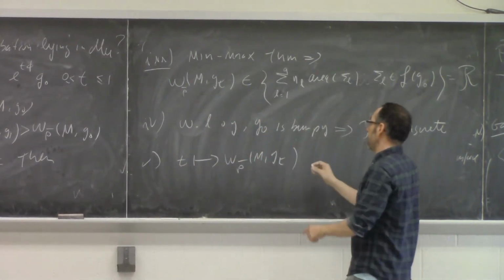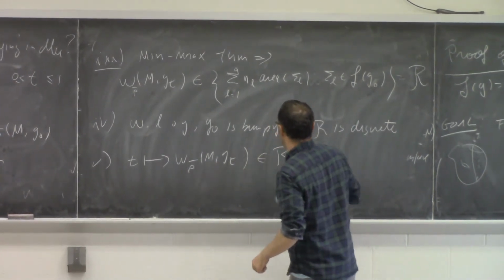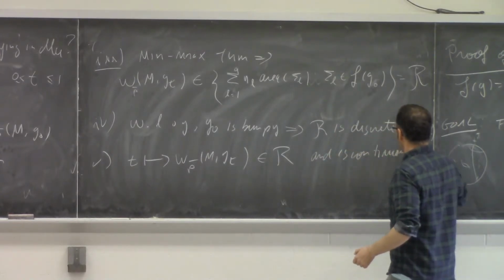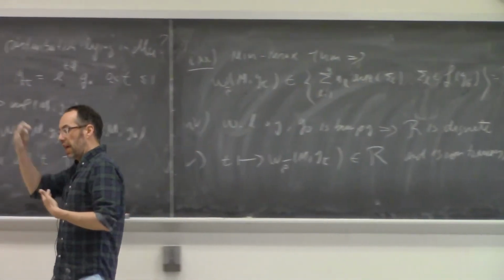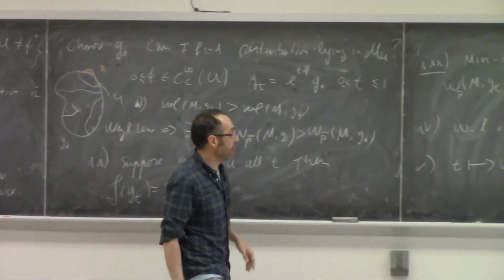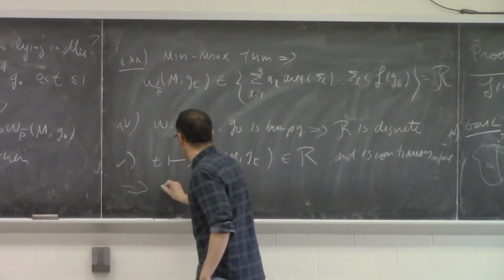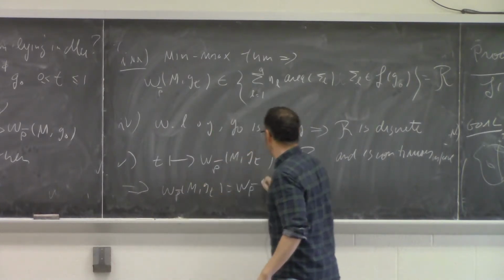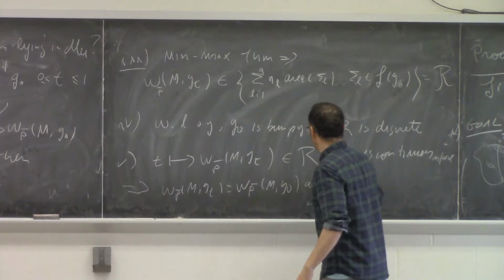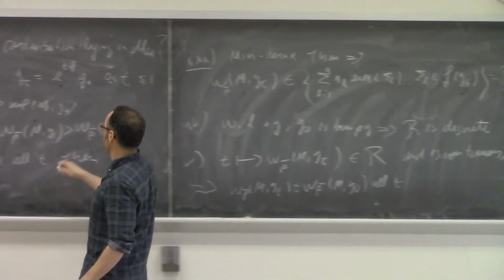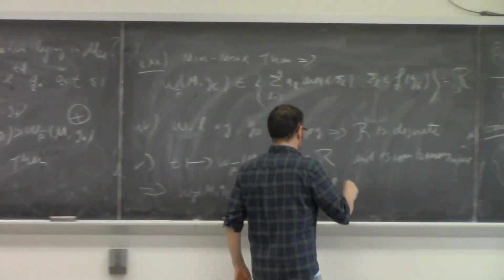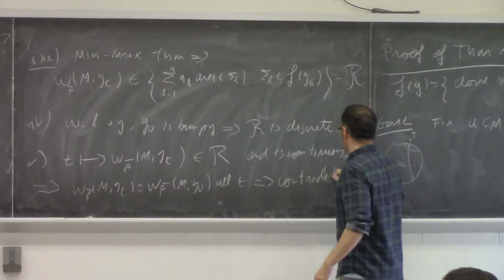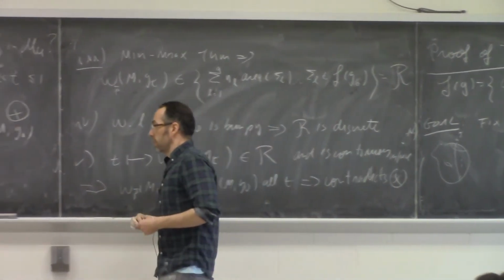Okay. So now we are done, because the function which sends t to the p-bar width with respect to g(t) lies in a discrete set and is continuous. And if you have a continuous function whose image lies in a discrete set, the continuous function has to be constant, right? And so this implies that the function is constant. It has to be equal to the first width at g naught for all t, which contradicts star. Okay. Is this okay here?